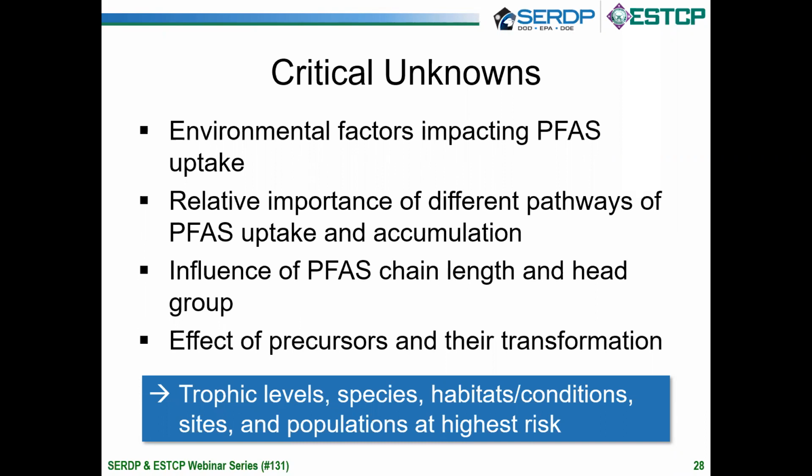So these sort of data on these unknowns in combination with the development of predictive models and toxicological information is what will allow us to assess and predict the trophic levels, species, habitats, and sites that are at highest risk. Addressing these critical unknowns will require robust field data that we can then compare to pathway-specific results from controlled experiments. And this must be done in environmentally and DoD relevant concentrations and conditions.